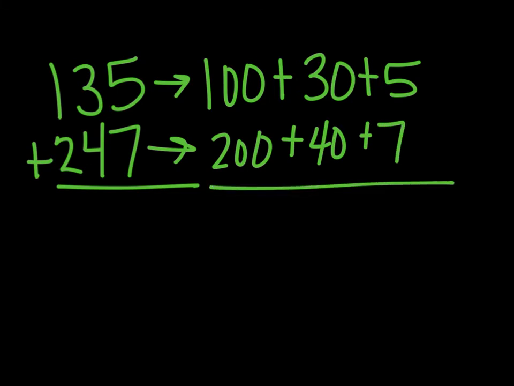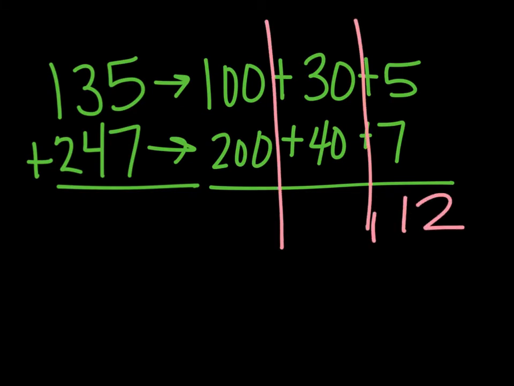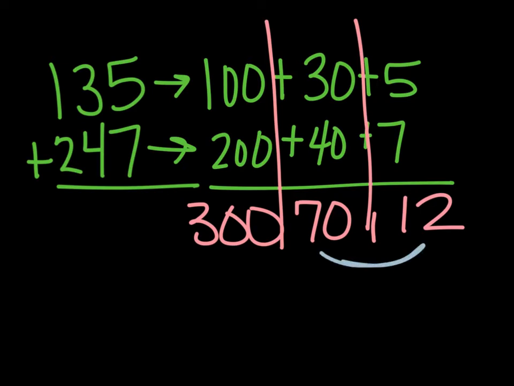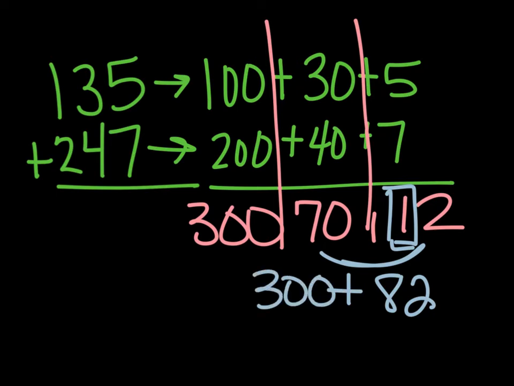So 5 plus 7 is, and I'm going to separate these out so I can tell, this is 12. 40 plus 30 is 70. And 100 plus 200 is 300. Okay, and then I go at putting them back together. So I have the 300, but I'm going to leave that alone, and I'm just going to look at these two. And I'm going to take off this 10 to add it to the 70. So that 70 plus 10 is 80, plus 2 more is 82. Then I'm going to add it to the 300. So my answer is 382.